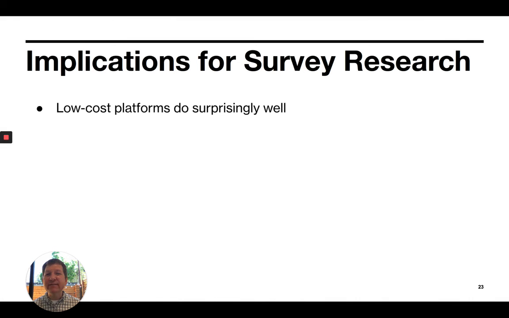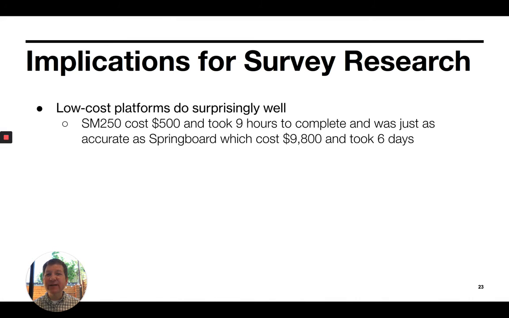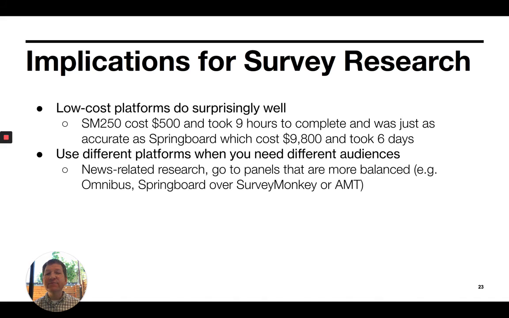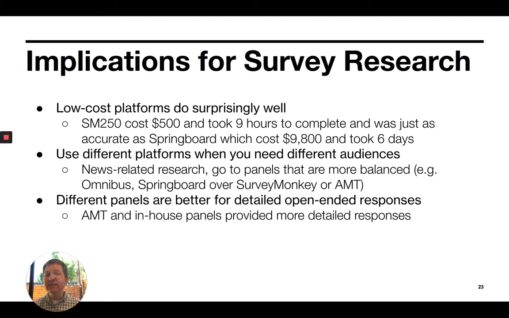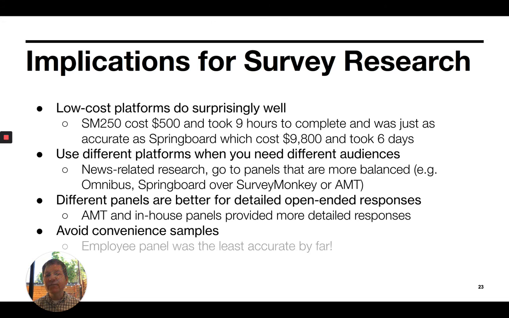So what are the implications of this? The low-cost platforms do surprisingly well. For $500 on SurveyMonkey with 250 respondents, in 9 hours, we got data that was just as good as panels that were almost $10,000. We should use different platforms when you need different audiences. So if you're doing news research, you want to get a panel that's better represented in terms of political opinion than some of the other platforms. And different panels are better for detailed open-ended responses. Mechanical Turk and some of our in-house panels provided more detailed responses than some of the panels that scored better on other metrics. And then we should avoid convenience samples.